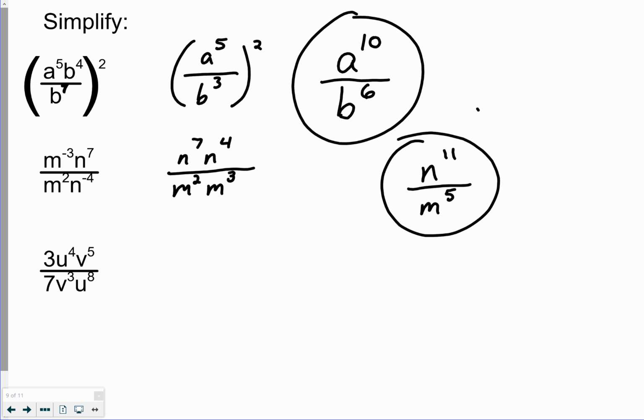Yes, David? When your coefficients are multiplying, you add? Are you talking about your bases? Your bases, I got you. So like if we had 2 to the third power times 2 to the fifth power. The bases are the same and we're multiplying. So you're going to add and get 2 to the eighth power.